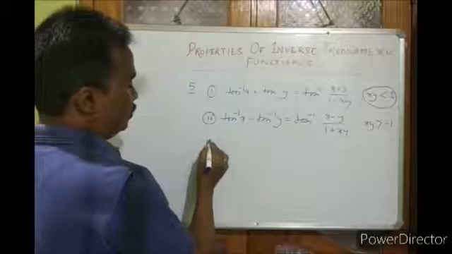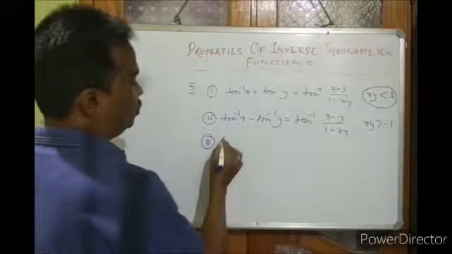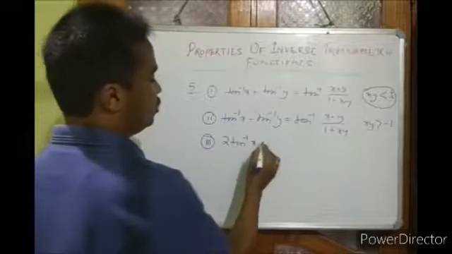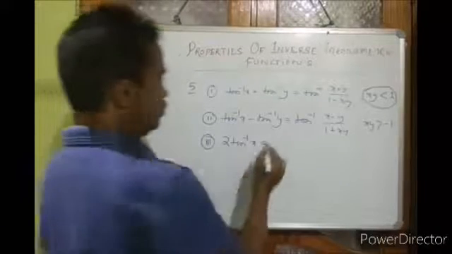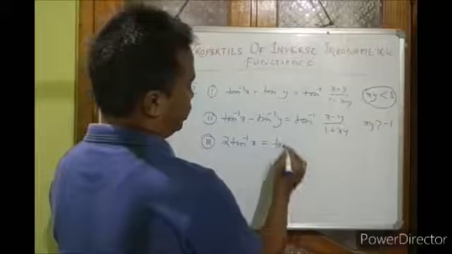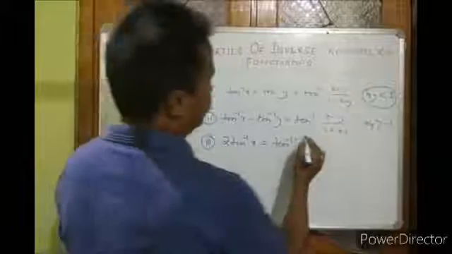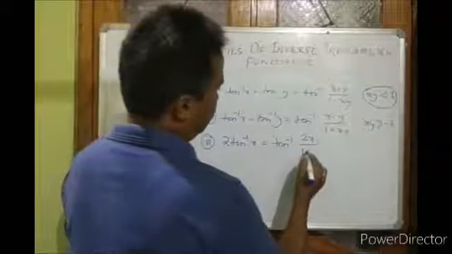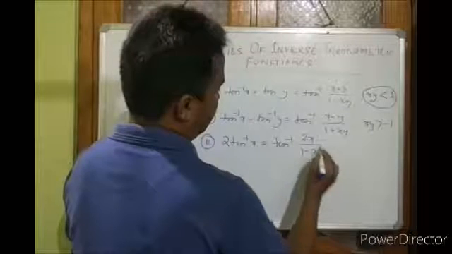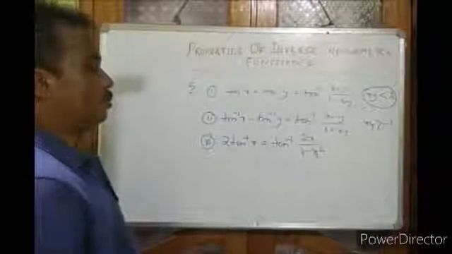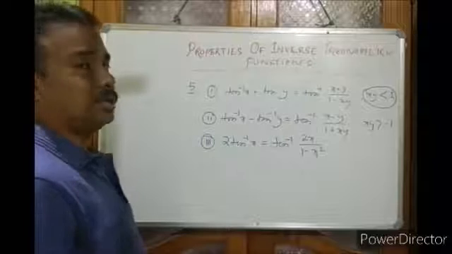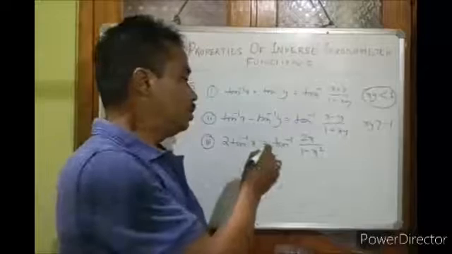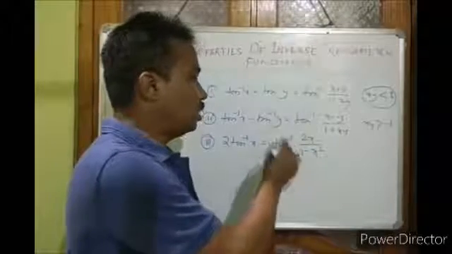And the third one: twice tan inverse x is equal to tan inverse of twice x by (1 minus x square).